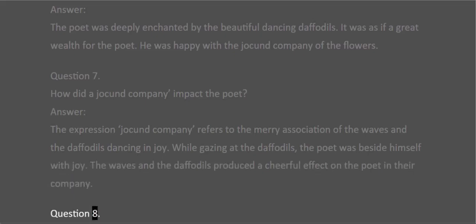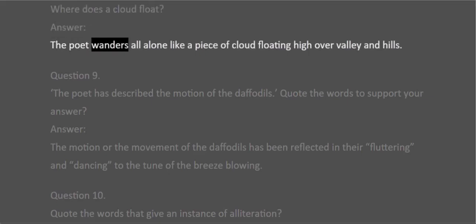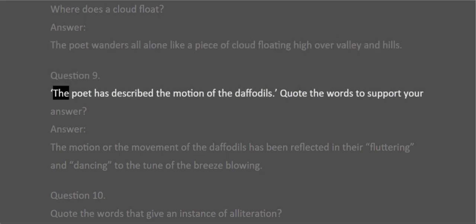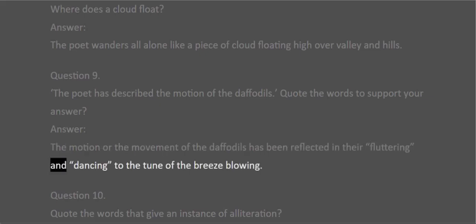Question 8. Where does a cloud float? Answer. The poet wanders all alone like a piece of cloud floating high over valley and hills. Question 9. The poet has described the motion of the daffodils. Quote the words to support your answer. Answer. The motion or the movement of the daffodils has been reflected in their fluttering and dancing to the tune of the breeze blowing.